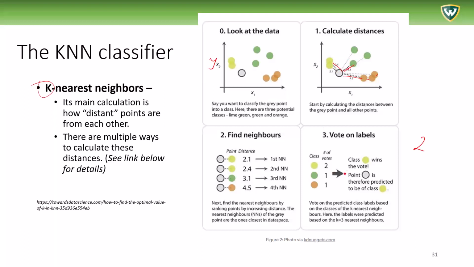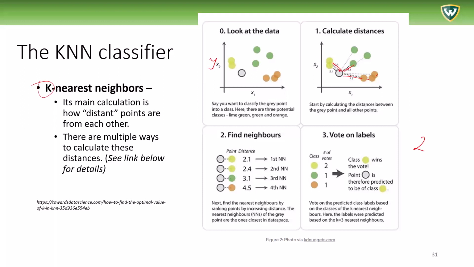Well, to do that, maybe it needs to vote. It votes on the predicted class labels based on the classes of the K nearest neighbors. Here the labels were predicted based on K equals 3 nearest neighbors in this example. So you have to do some averaging essentially to do that. So that's why it's actually good to use 3.